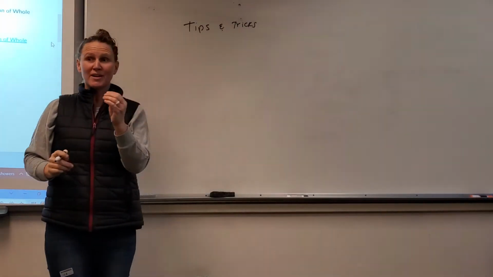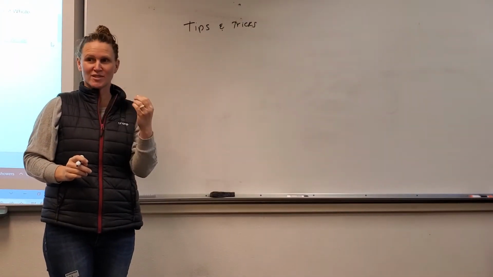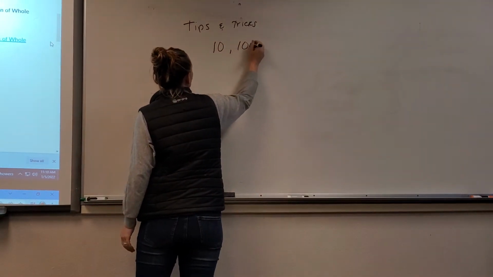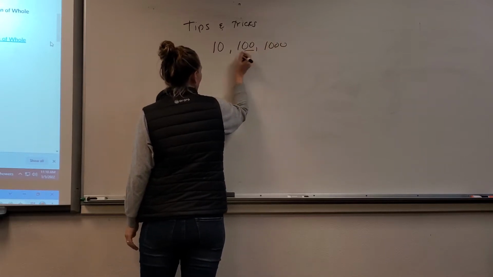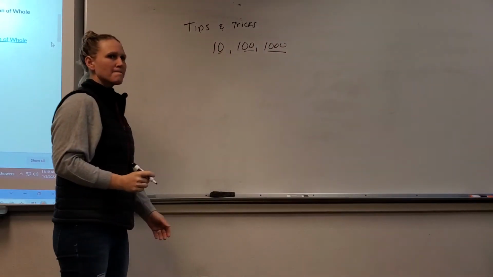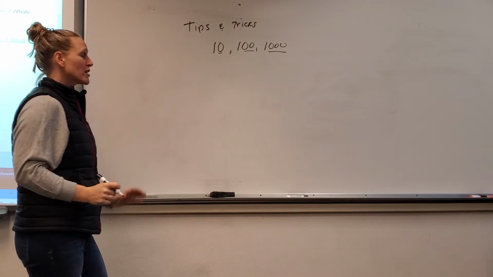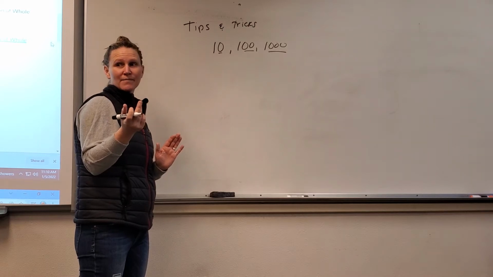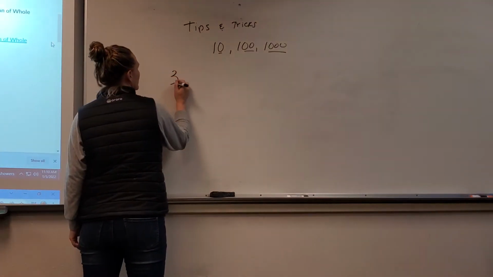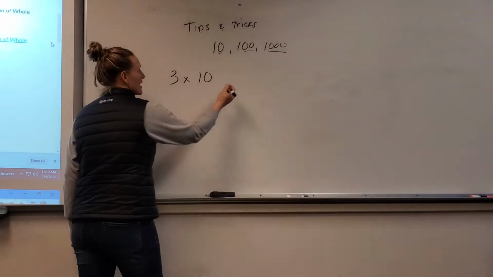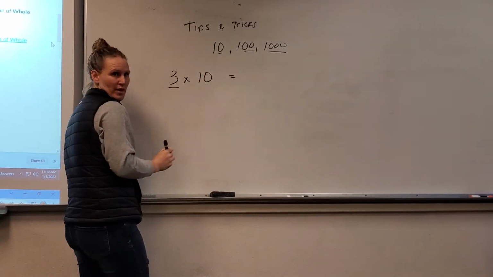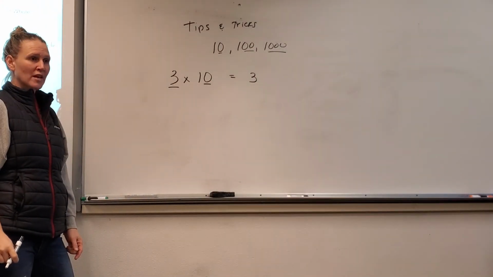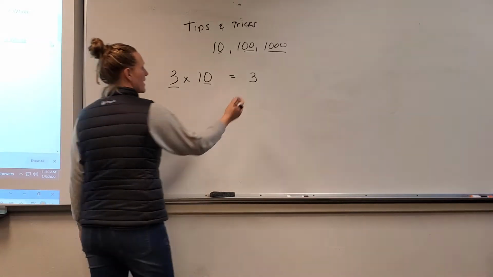Okay, let's talk about multiplying by tens, hundreds, thousands. Love them. So if we're going to multiply by tens, hundreds, thousands, anything that ends in 0, okay? All we're going to do is take the original number and then add the amount of zeros we need. So for instance, if I have 3 times 10, I'm going to take the original number, 3, and I'm going to add the amount of zeros I'm multiplying by to my answer.